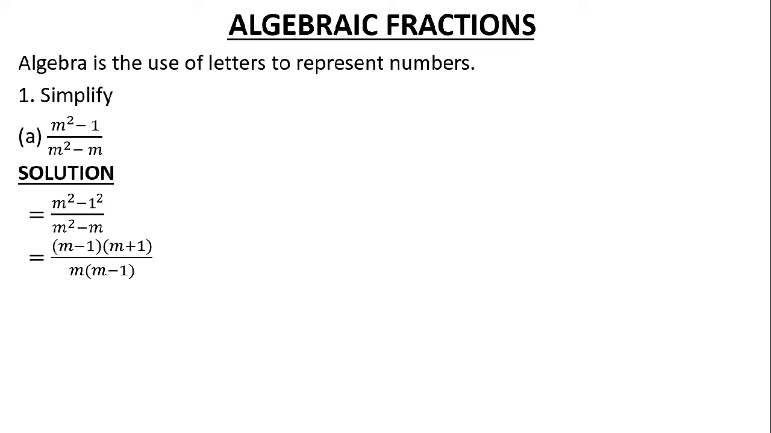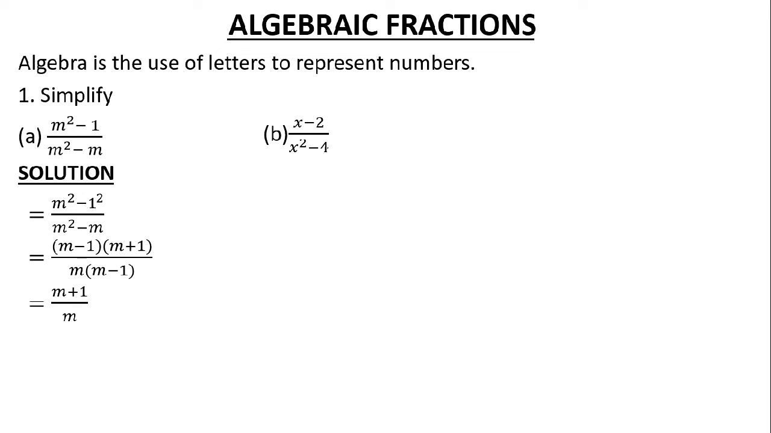When you look at the m minus 1 and m minus 1, that is a common factor. We can always divide m minus 1 into m minus 1, which is going to give us a 1. We are going to remain with m plus 1 divided by our m. That is our answer. Then we go to the next one.